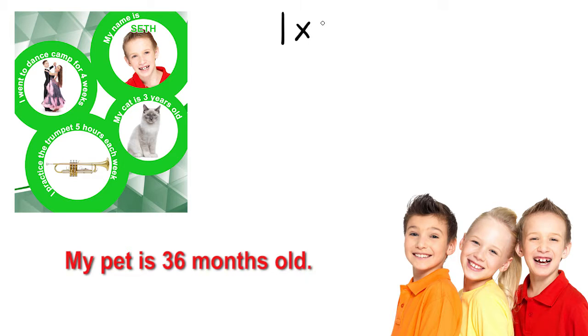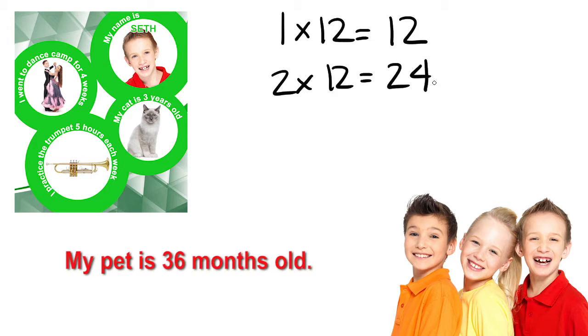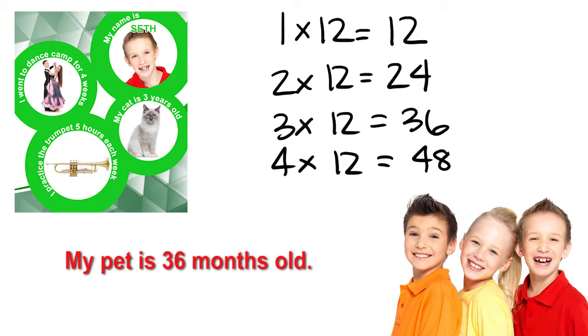We know 1 year is 1 group of 12 months. We know 2 years is 2 groups of 12 months, or equals 24 months. 3 years equals 36 months. 4 years equals 48 months. Seth must be student A.